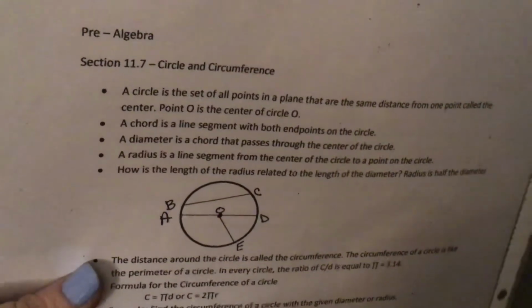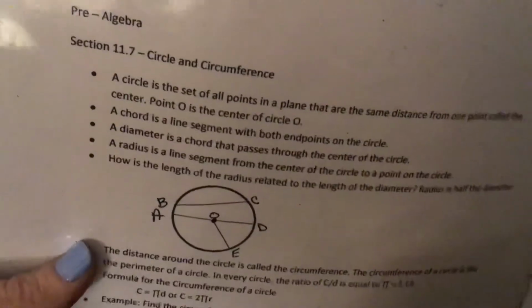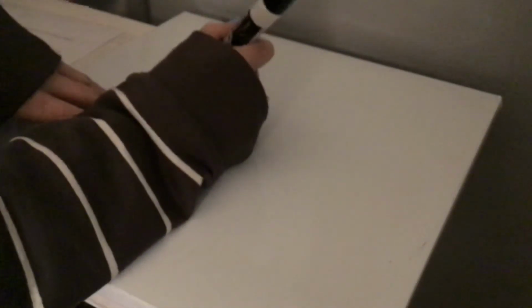Section 11.7. Now we have a circle and its circumference, okay? So quick definition of a circle is simply all points that are the same distance from a point called the center.